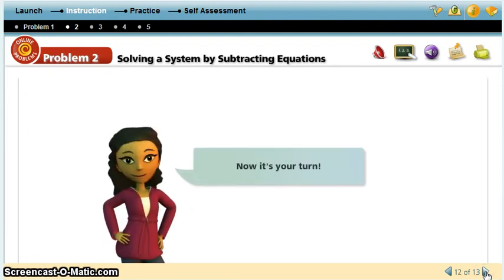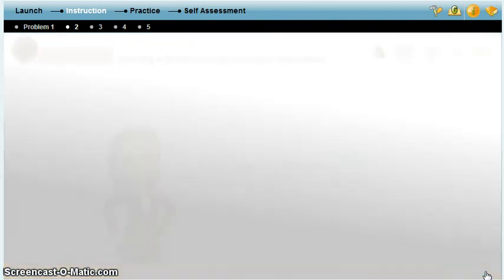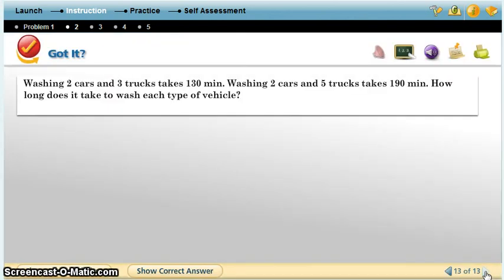Now it's your turn. Okay, so you've got an example just like the last word problem. You're going to set it up exactly the same way. Washing 2 cars and 3 trucks takes you 130 minutes. Washing 2 cars and 5 trucks takes you 190 minutes. So you've got your Ax plus By equals C. So that's your first equation. Then you've got your second equation, Ax plus By equals C.